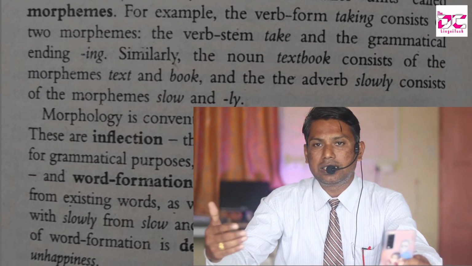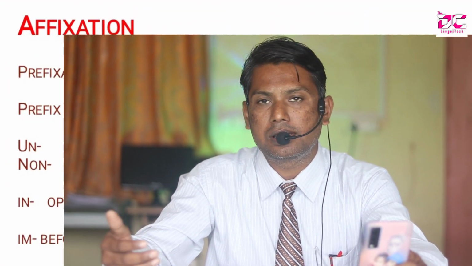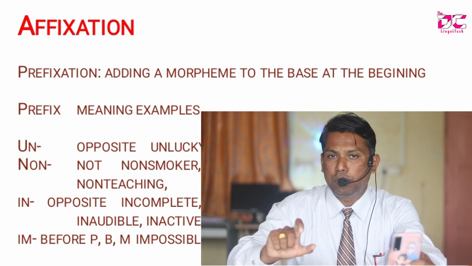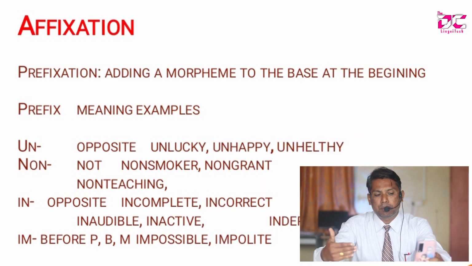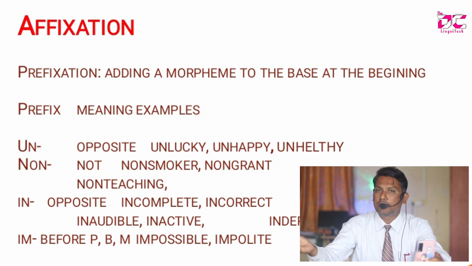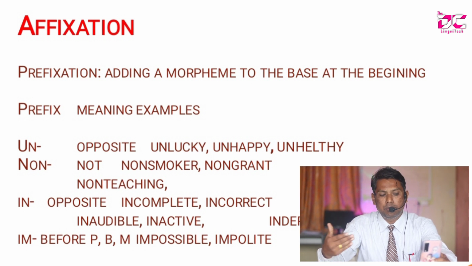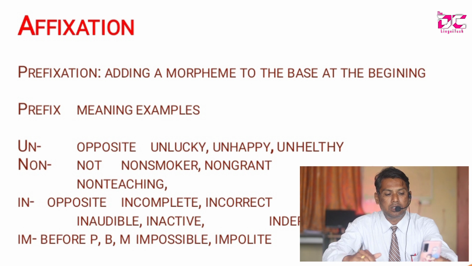So let's see. There are some word formation processes like affixation. Affixation is a process where we add a morpheme. When we add it in the beginning it is called prefixation. A morpheme we add at the end is called suffixation. So let's see what prefixes we have in our language, English.